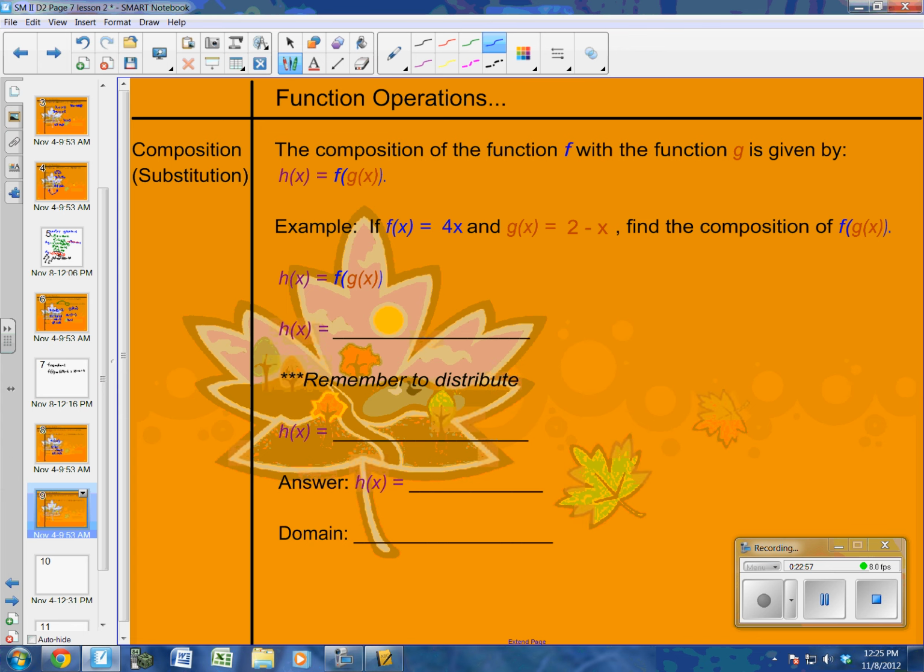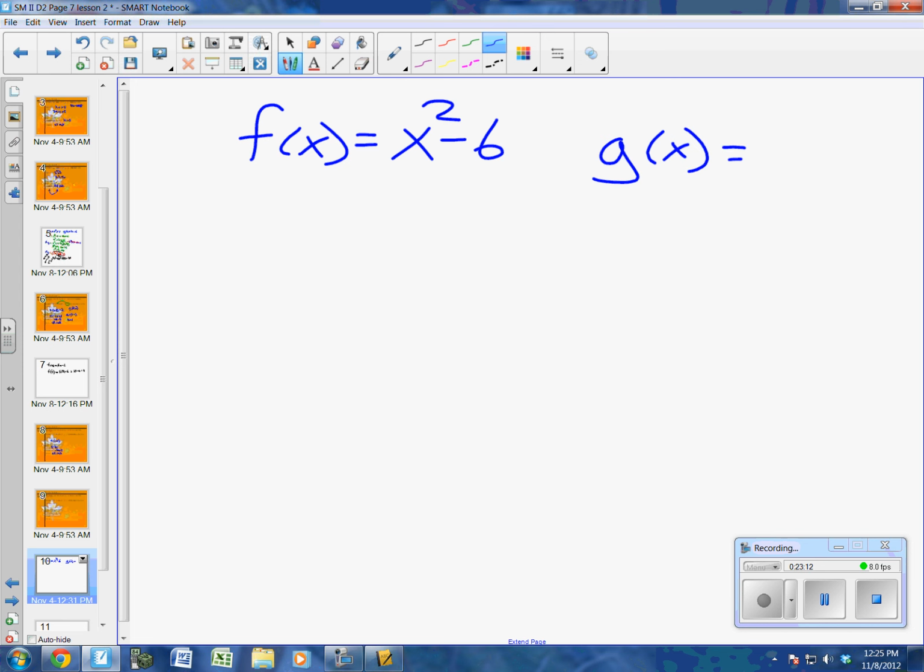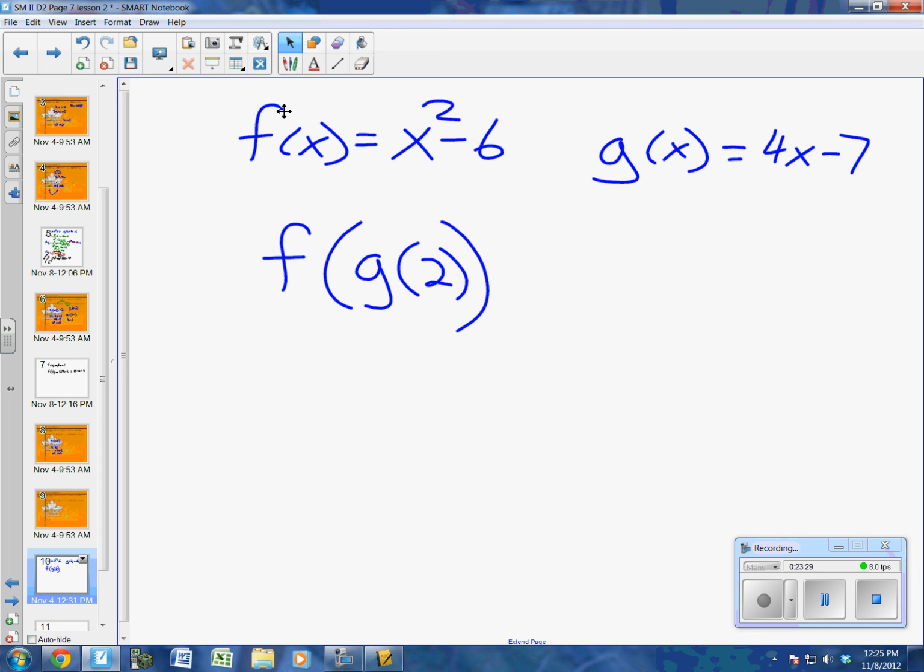All right. Guess it's time for this problem right here. I want to see if you guys can do this one. If f of x equals x squared minus 6, and g of x equals 4x minus 7, and I asked you to find f of g of 2, let's see who can figure this out. Raise your hand when you got the answer.